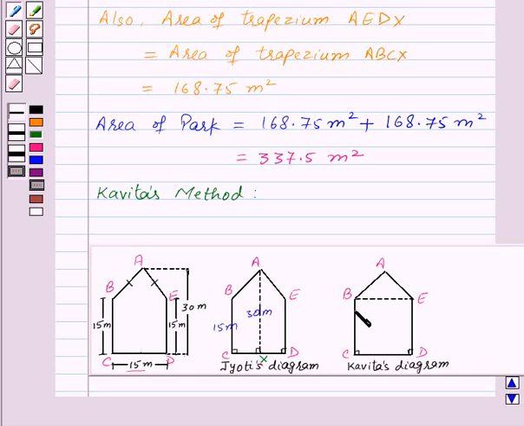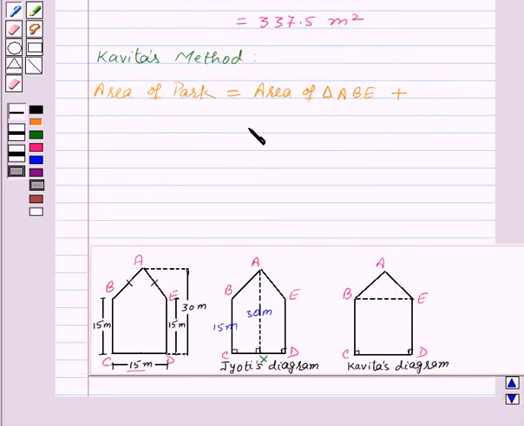Now she has divided the park into two figures, that is a triangle ABE and a square BCDE. So the area of the pentagonal park will be equal to the sum of the area of the triangle and the area of the square. So let us write, area of park is equal to area of triangle ABE plus area of square BCDE.